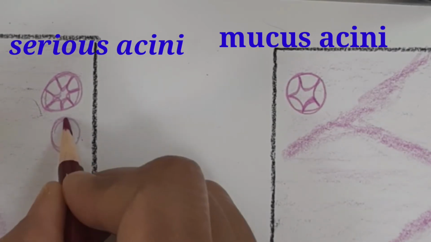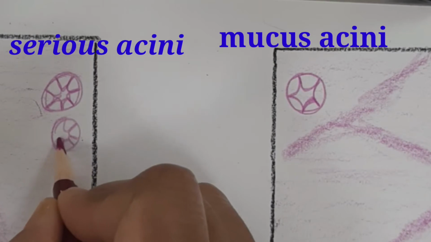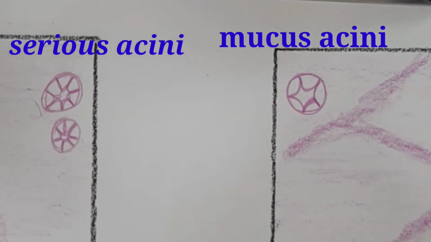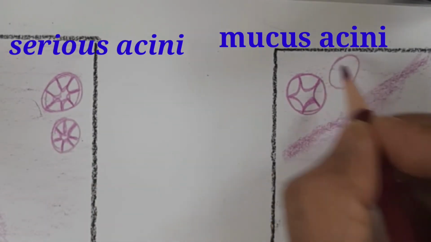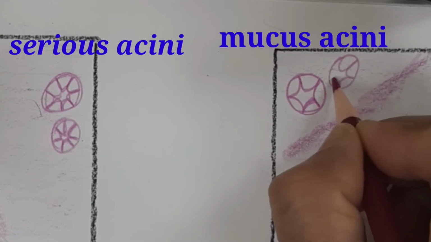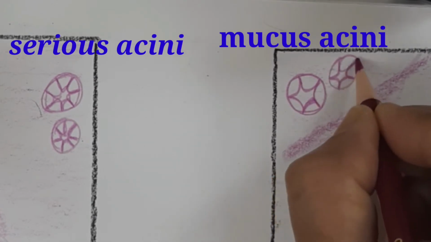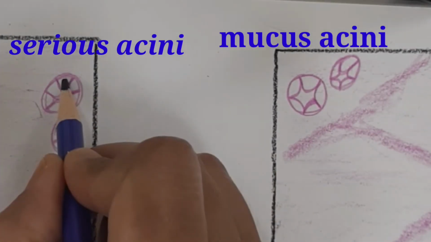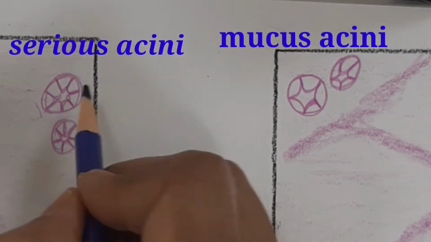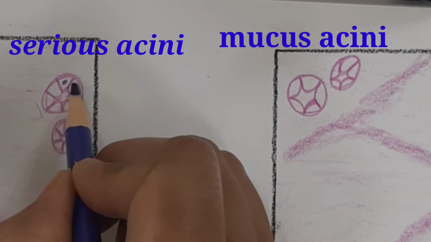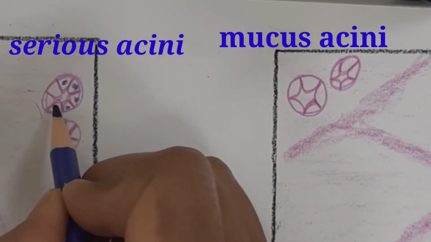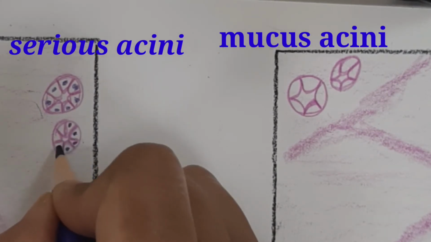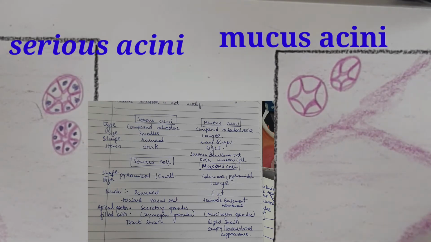Within the cell, the nucleus is present towards the basement membrane, and the nucleus appears flat, and the acini is stained lightly. So it appears as an empty or vacuolated appearance. The nucleus is flat and it lies towards the basement membrane. We are able to see the margins of the cells within the acini. So this one is the mucous acini compared to the serous acini.